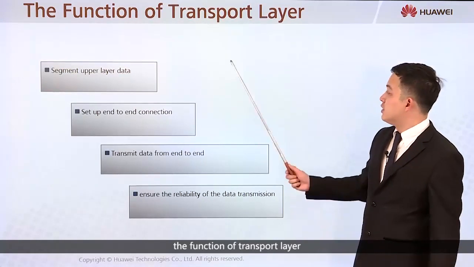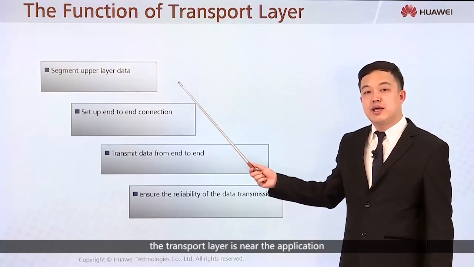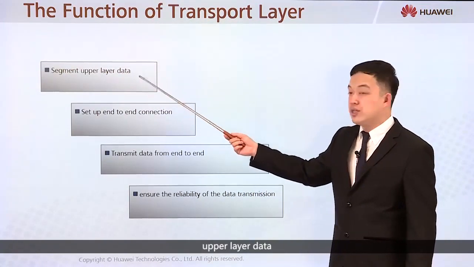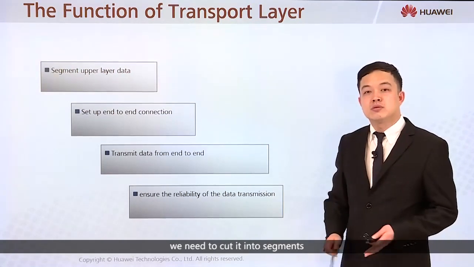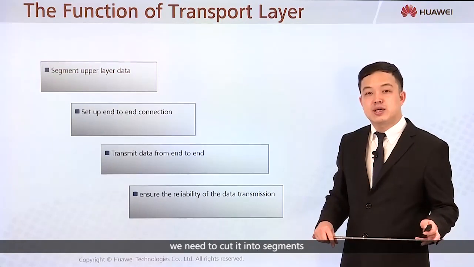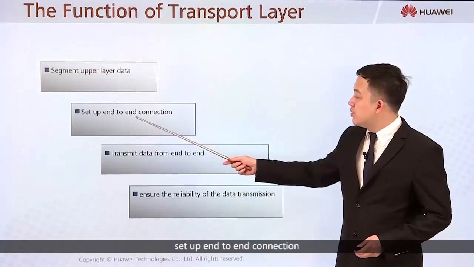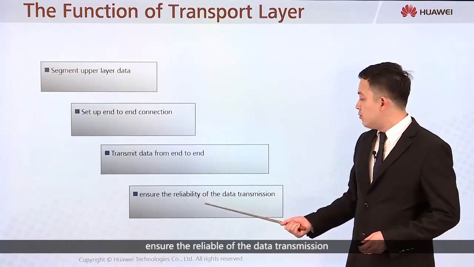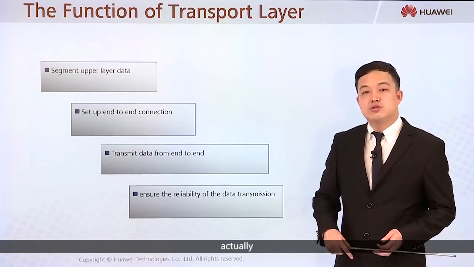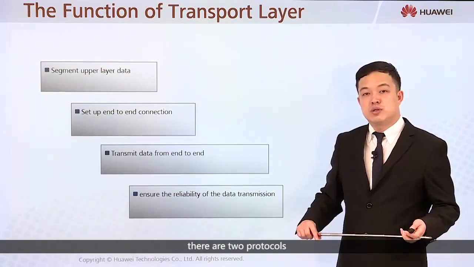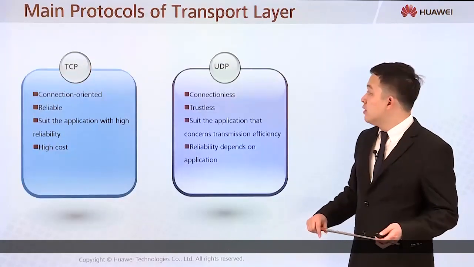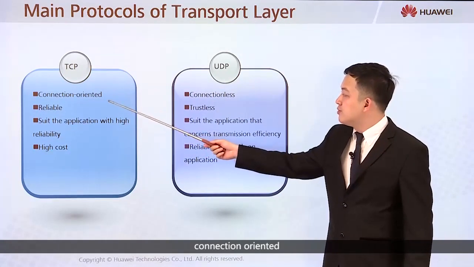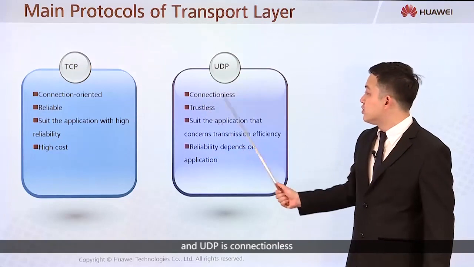The function of the transport layer. The transport layer is near the application, so it needs to segment upper layer data. Because the data is very big, we need to cut it into segments. It sets up an end-to-end connection, transmits data from end to end, and ensures reliable data transmission. Actually, there are two protocols, TCP and UDP. Comparing these two protocols, TCP is connection-oriented and UDP is connectionless.